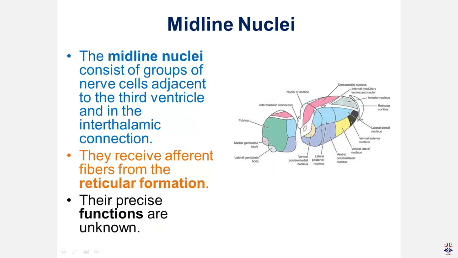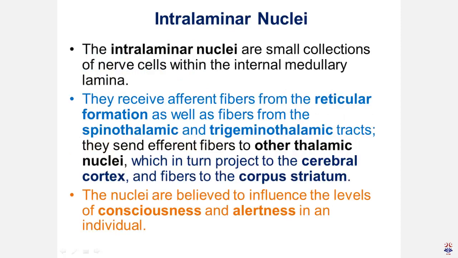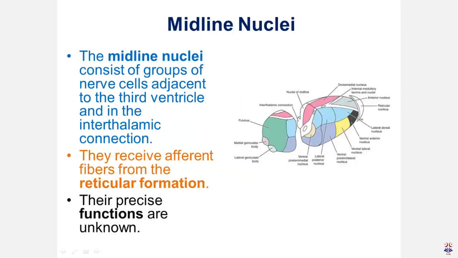Here, internal medullary lamina, and this contains interlaminar nuclei. Now, midline nuclei, here on the medial side. The midline nuclei consist of a group of nerve cells adjacent to the third ventricle. This area below is adjacent to the third ventricle, and in the interthalamic connection, this is interthalamic adhesion.